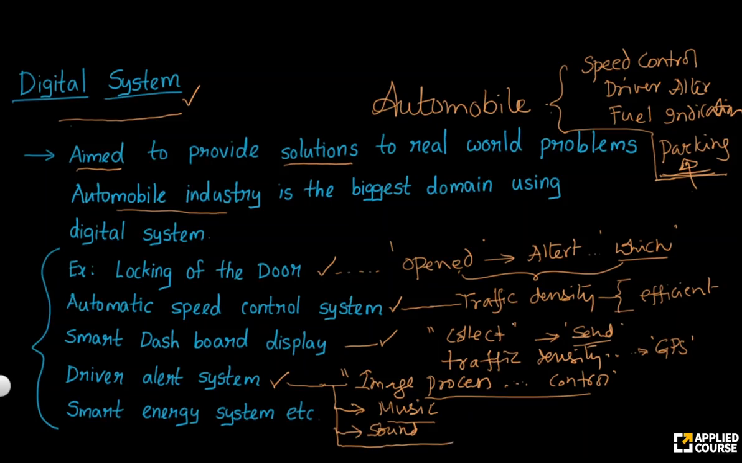Or the third way, if it appears the driver is unable to take the proper decisions and appears to be drowsy and it feels that he needs proper rest, what the control system will do is it will make the vehicle park in a safe place and allow the driver to take the rest.